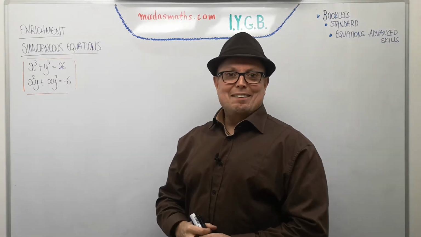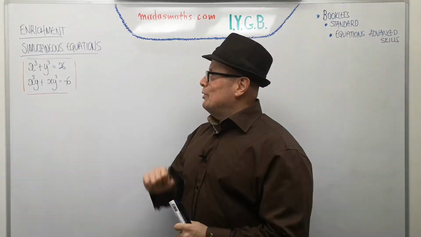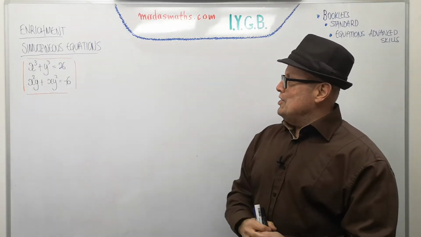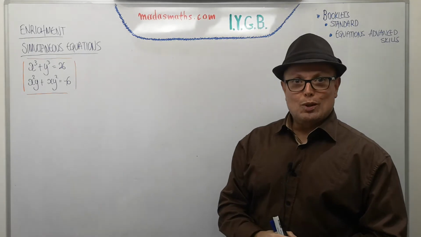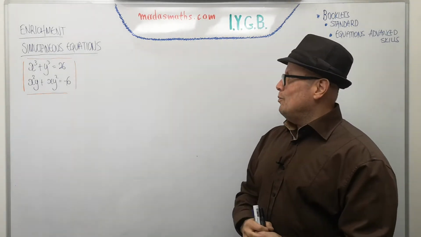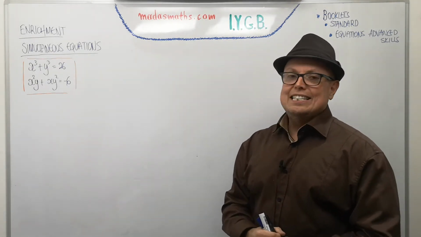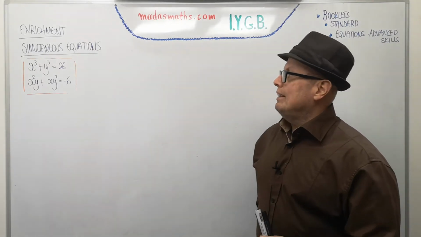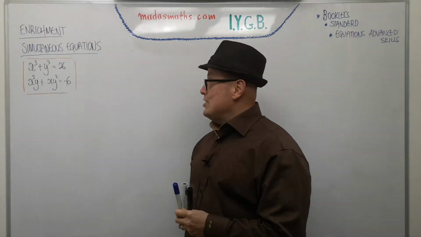Hello and welcome back to enrichment simultaneous equations. Today we're trying to solve the system of equations x cubed plus y cubed is equal to 26 and x squared y plus xy squared is equal to minus 6. Now, where do we start with something that looks like that is the question.